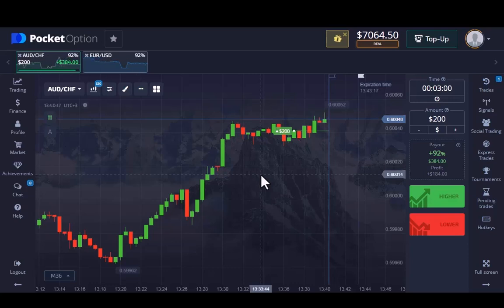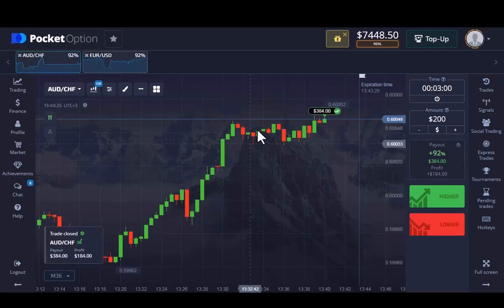And while we have begun to delve into the history of Japanese candles, we can see on our charts how our first trade for today comes to its logical conclusion.